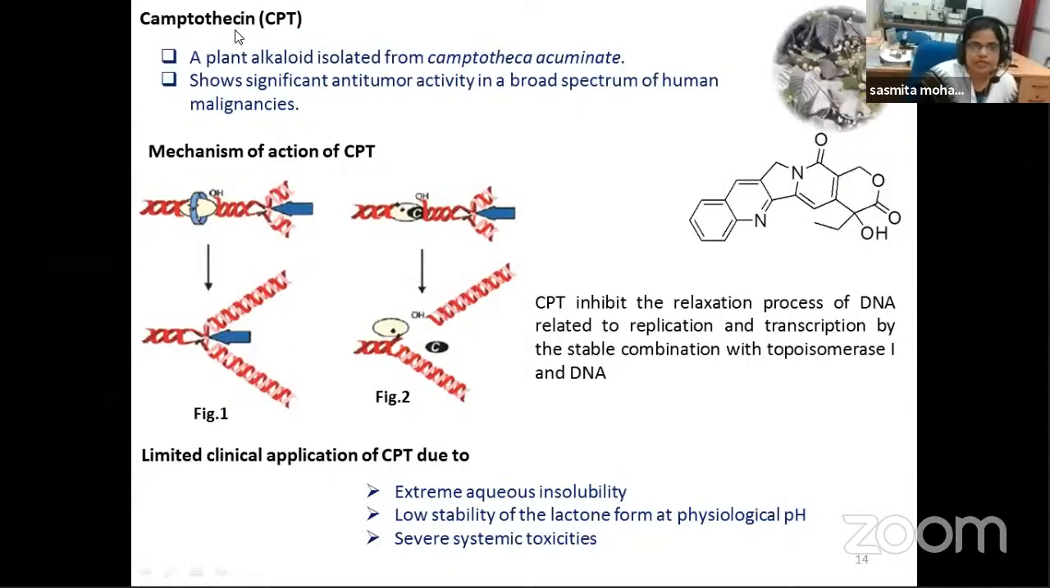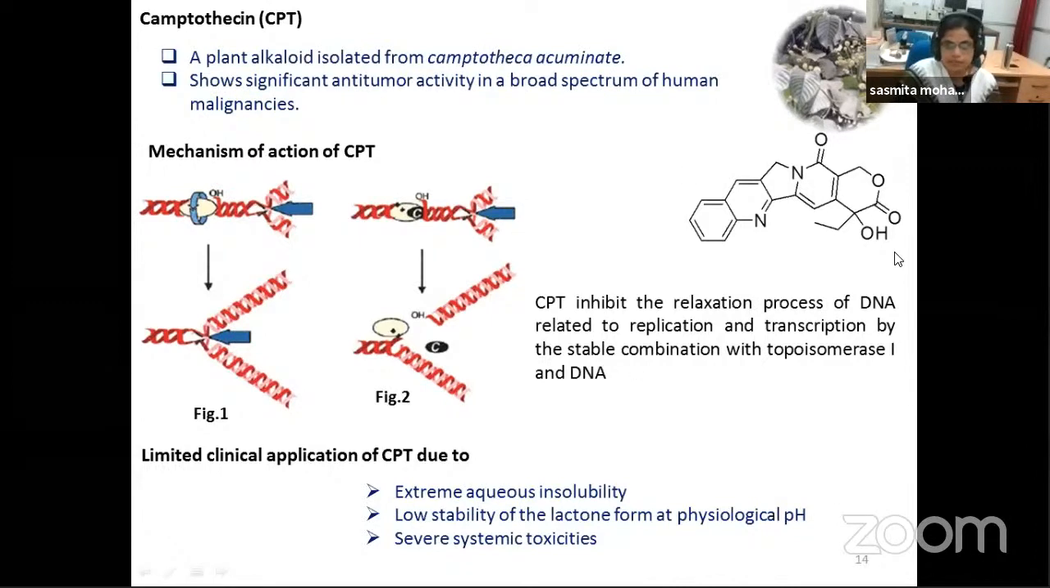This is a drug called camptothecin. That is a plant alkaloid isolated from Camptotheca acuminata. Normally the Japanese people use the leaf of this plant in their tea. This camptothecin shows significant anti-tumor activity in a broad spectrum of human malignancies. How this CPT works: it inhibits the relaxation process of DNA related to replication and transcription by stable combination with topoisomerase and DNA.